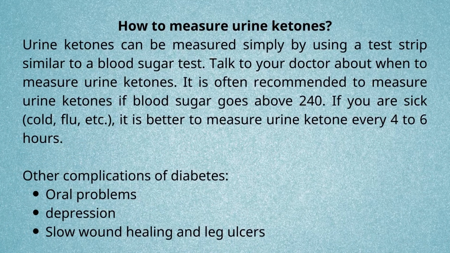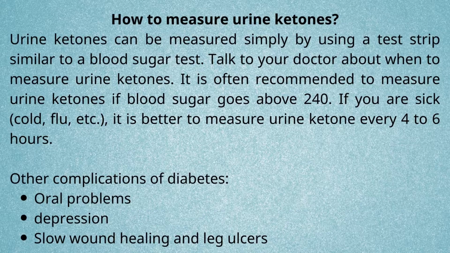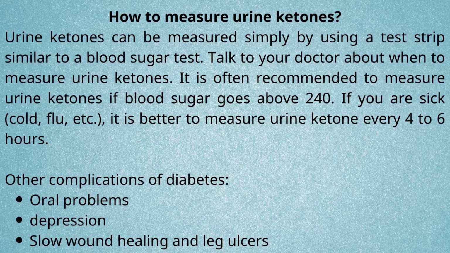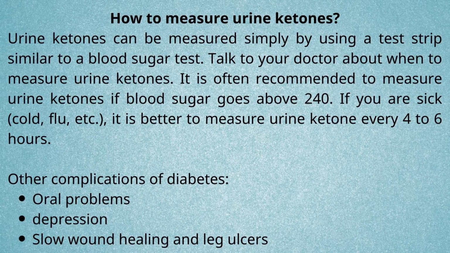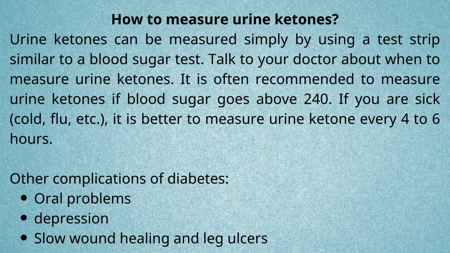How to measure urine ketones. Urine ketones can be measured simply by using a test strip similar to a blood sugar test. Talk to your doctor about when to measure urine ketones. It is often recommended to measure urine ketones if blood sugar goes above 240. If you are sick, with a cold, flu, etc., it is better to measure urine ketones every 4 to 6 hours.